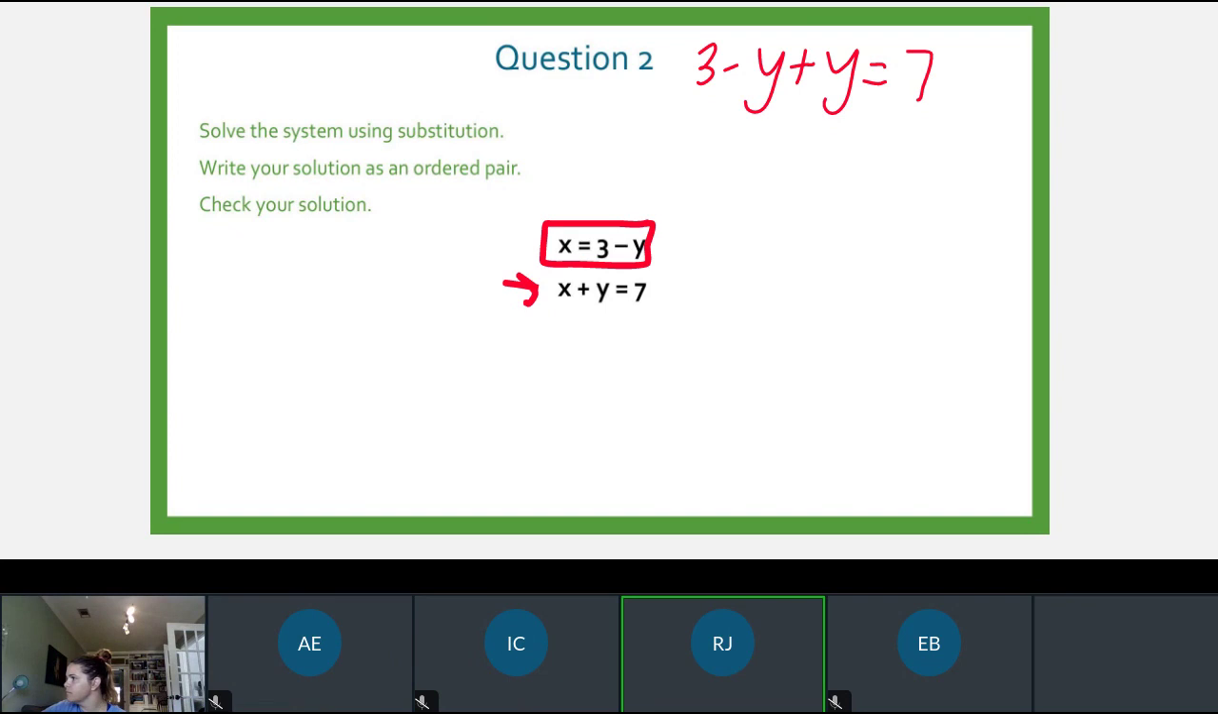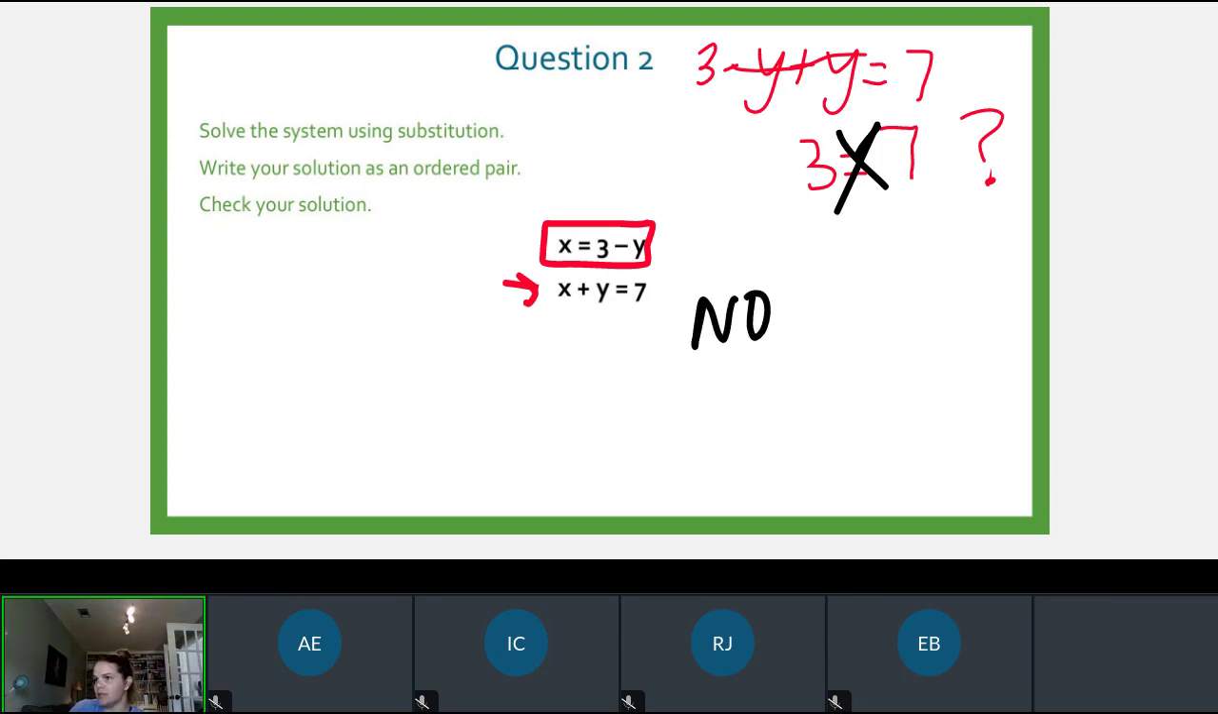If I understand this correctly, 3 minus y plus y equals 7. Wouldn't the minus y and plus y cancel each other out? Exactly. So let's go ahead and do that. Negative y plus y, those are going to cancel each other out. So I'm left with 3 equals 7. 3 does not equal 7. So therefore, you're exactly right, Richard. This is an example of no solution. That would mean that these lines are parallel.